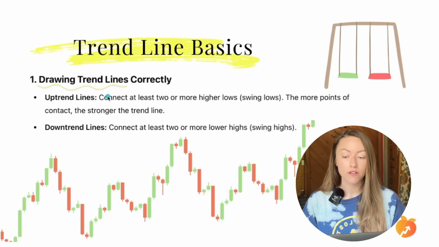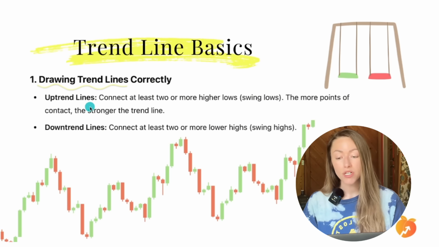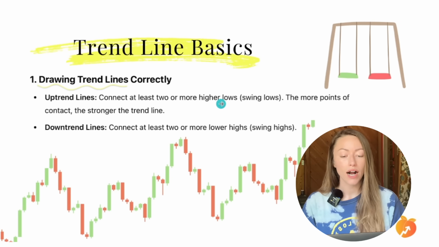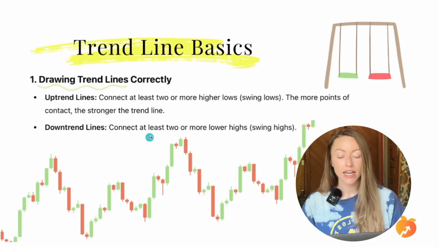The basic definition of drawing trend lines correctly would be, uptrend lines: you're connecting at least two or more higher lows, aka swing lows. The more points of contact, the stronger the trend line. Downtrend lines: you're connecting at least two or more lower highs, aka swing highs.